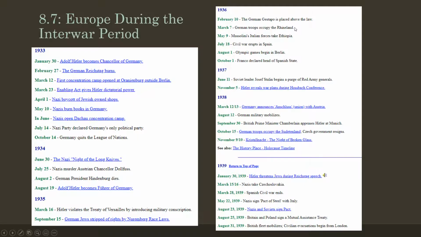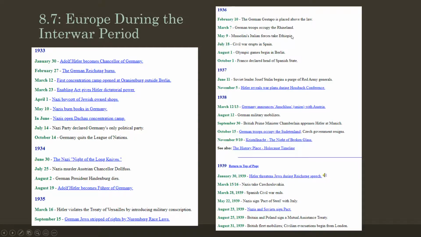1936, this is when things really start to move. In March of 1936, German troops occupy the Rhineland, which was a demilitarized zone set up after World War I. This is the first aggressive act of Germany. It's not peaceful. They march troops in, but there are no shots fired. France does not stand in the way of this occupation.